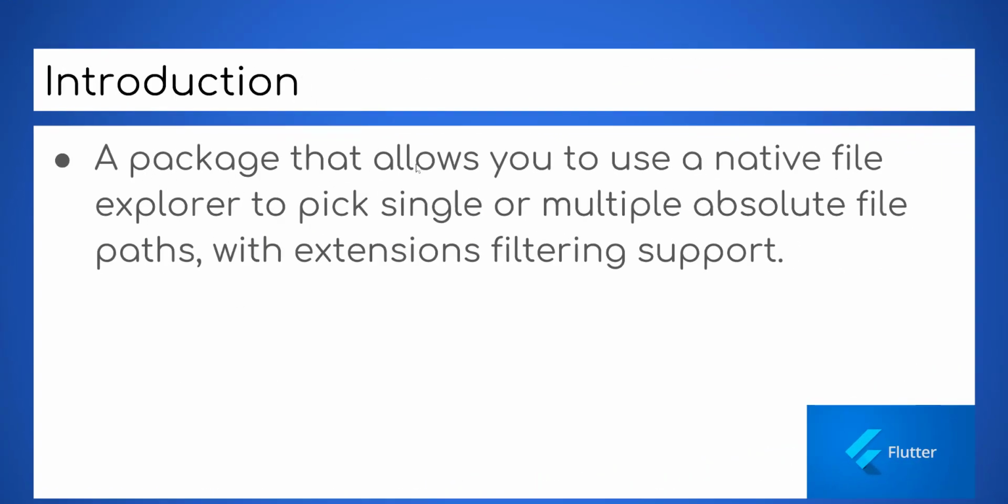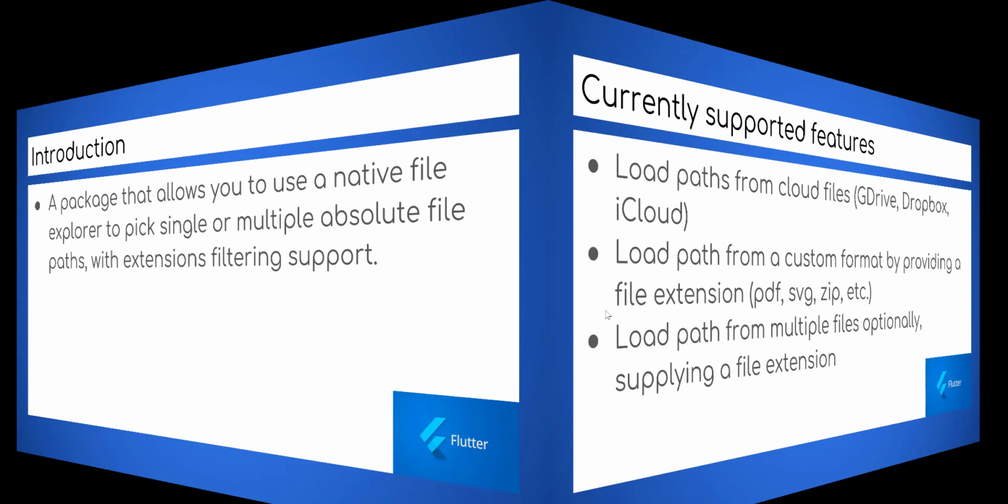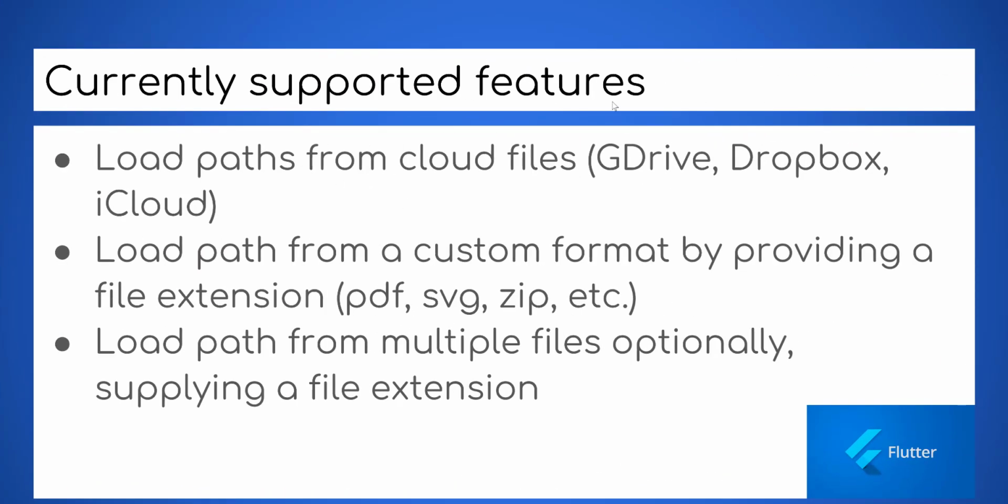File Picker Flutter Widget is a package that allows you to use a native file explorer to pick single or multiple absolute file paths with extensions filtering support. Currently supported features: load paths from cloud files, GDrive, Dropbox, iCloud.